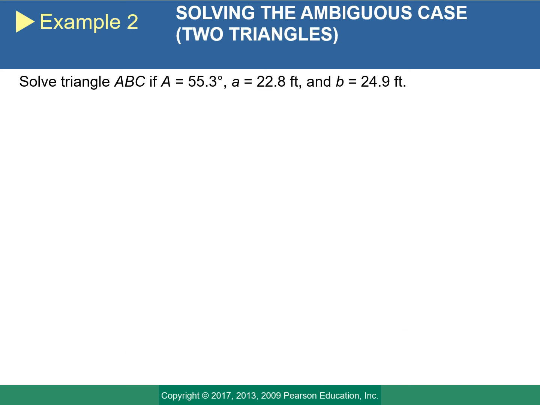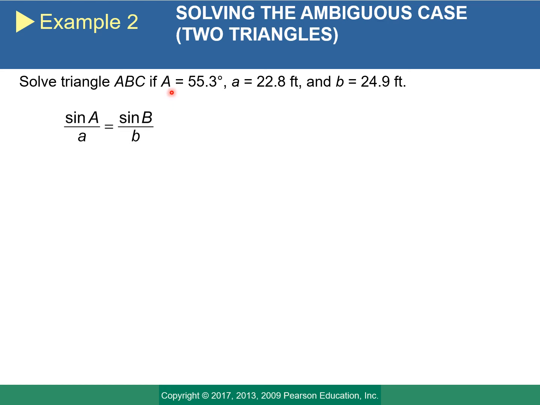Now let's try example 2. Solve this triangle knowing that angle A is 55.3 degrees, little a is 22.8 feet, and little b is 24.9 feet. Okay, so going right into our law of sines, we know two side lengths, so we're going to put those in the bottom of our fraction here.